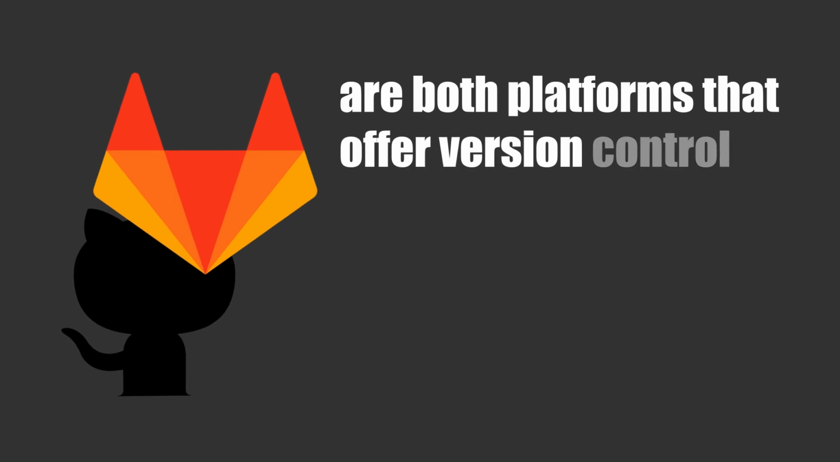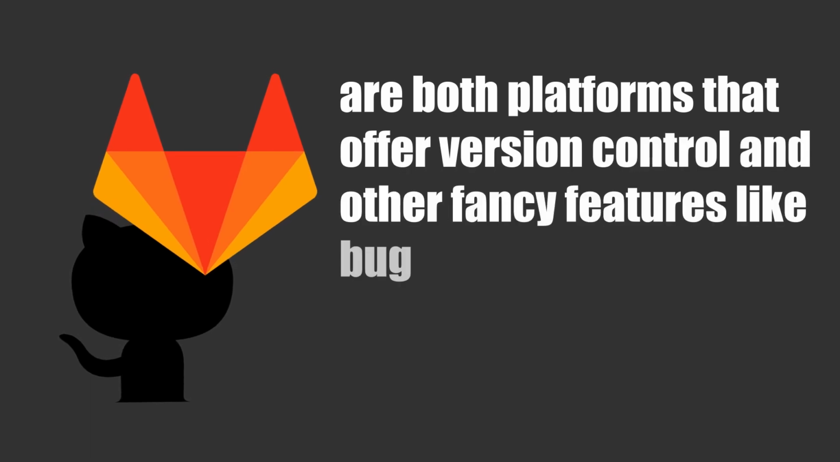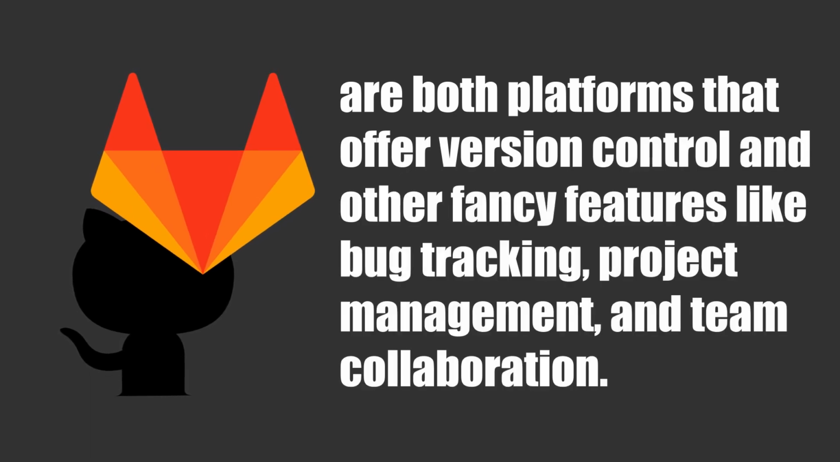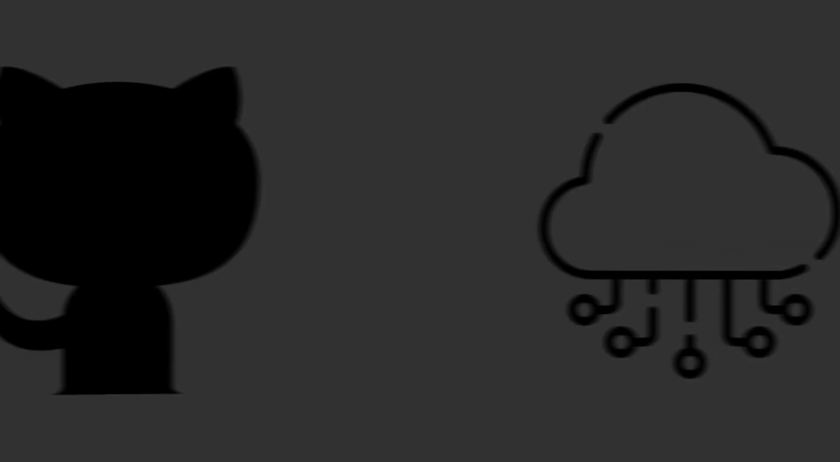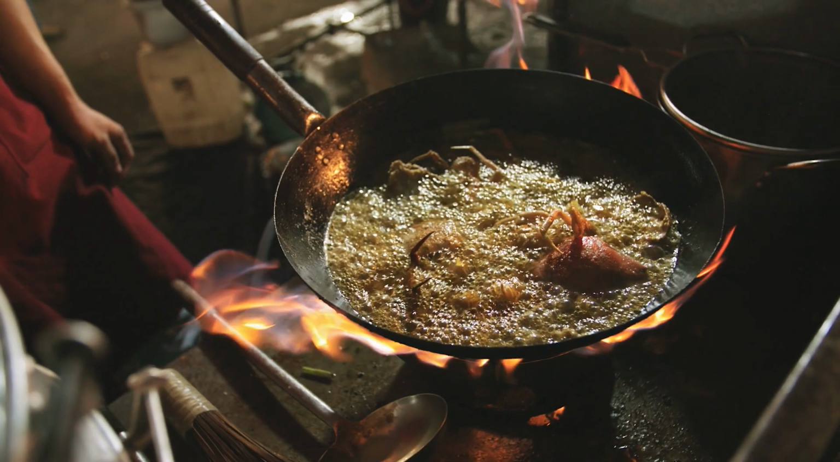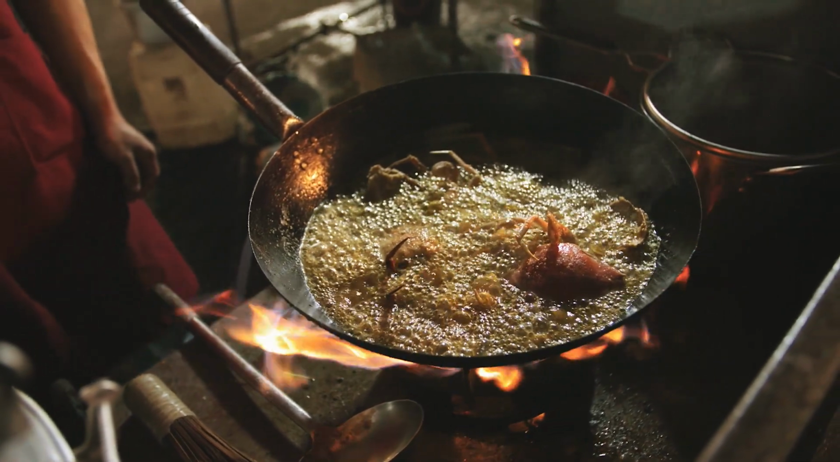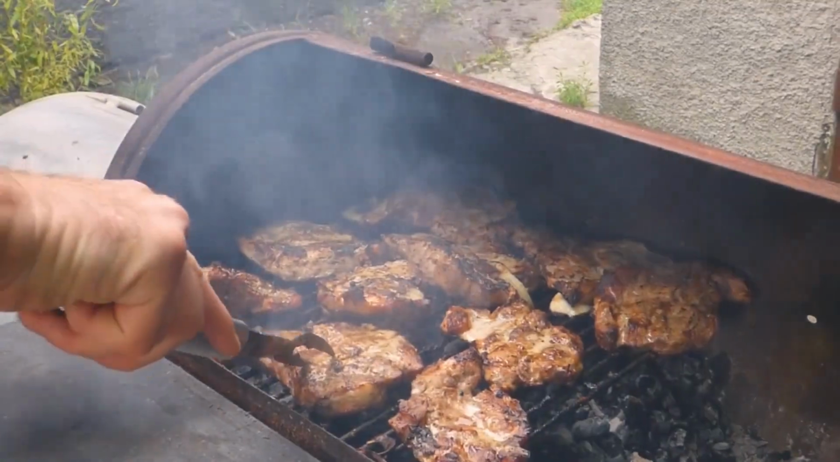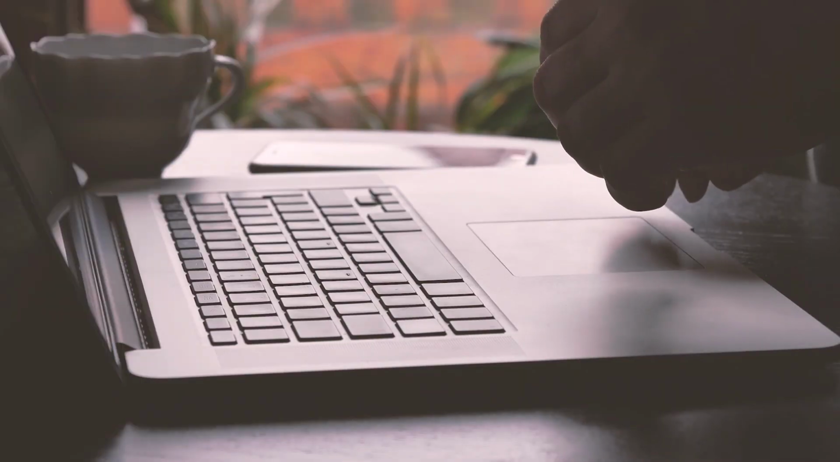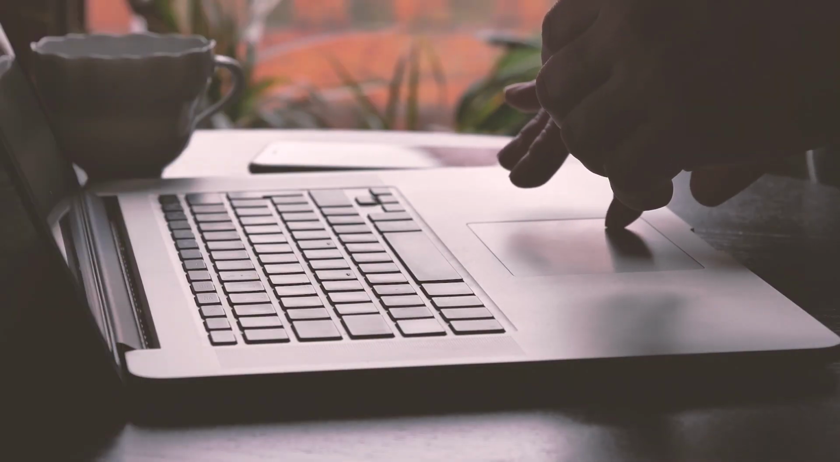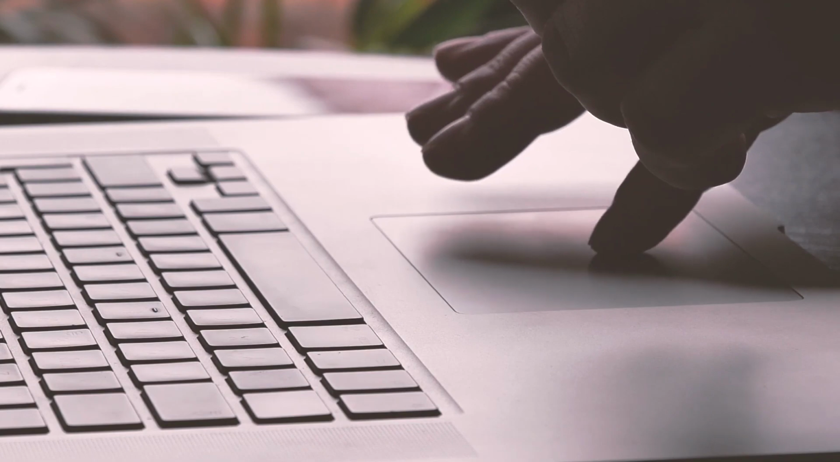GitHub and GitLab are both platforms that offer version control and other fancy features like bug tracking, project management, and team collaboration. But what's the difference? Well, one big difference is that GitHub is a cloud-based platform, while GitLab is self-hosted. Basically, GitHub is like a fancy restaurant where someone else does all the cooking, while GitLab is like the backyard barbecue where you have to do all the work yourself. Both have their perks. It just depends on how much you want to lift a finger, or in this case, a mouse.